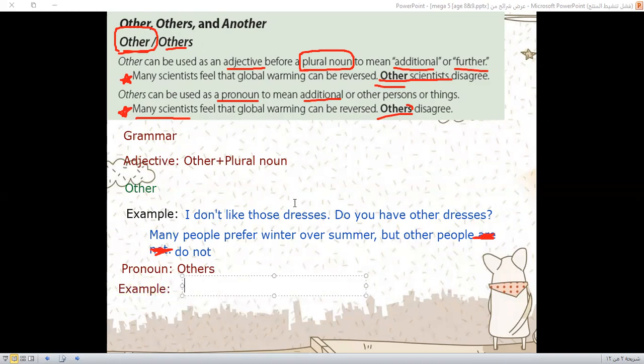Who can give me an example? We can use the same example, Salis. The same one here. I don't like those dresses. Do you have other dresses? Now use it with others. How are you going to use it with others? It's very easy.